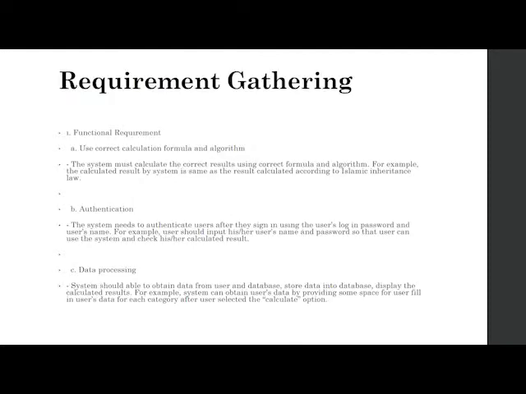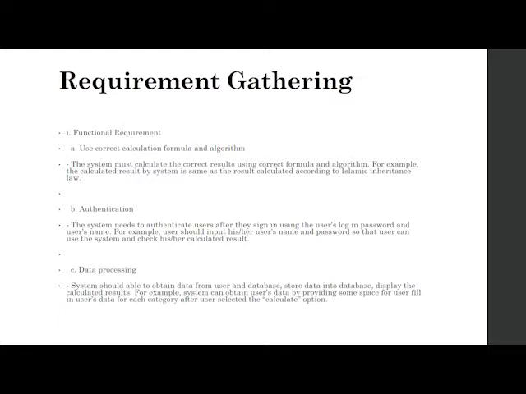Requirement gathering has 2 types. It is functional requirement and non-functional requirement. Functional requirement has 3 things that we have to know. First is use correct calculation, formula and algorithm. The system must calculate the correct results using the correct formula and algorithm. For example, the calculated result by the system is the same as the result calculated according to Islamic and inheritance law.